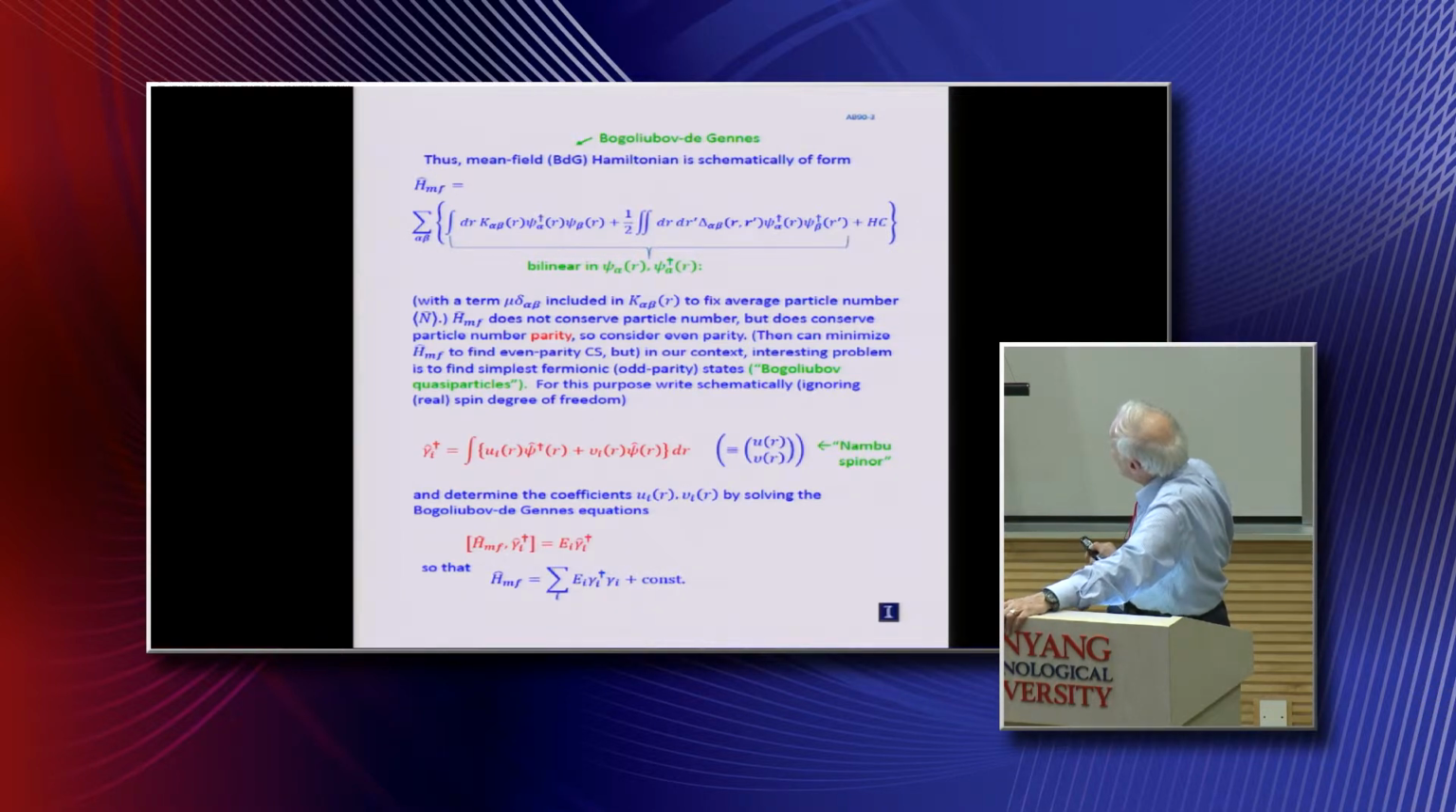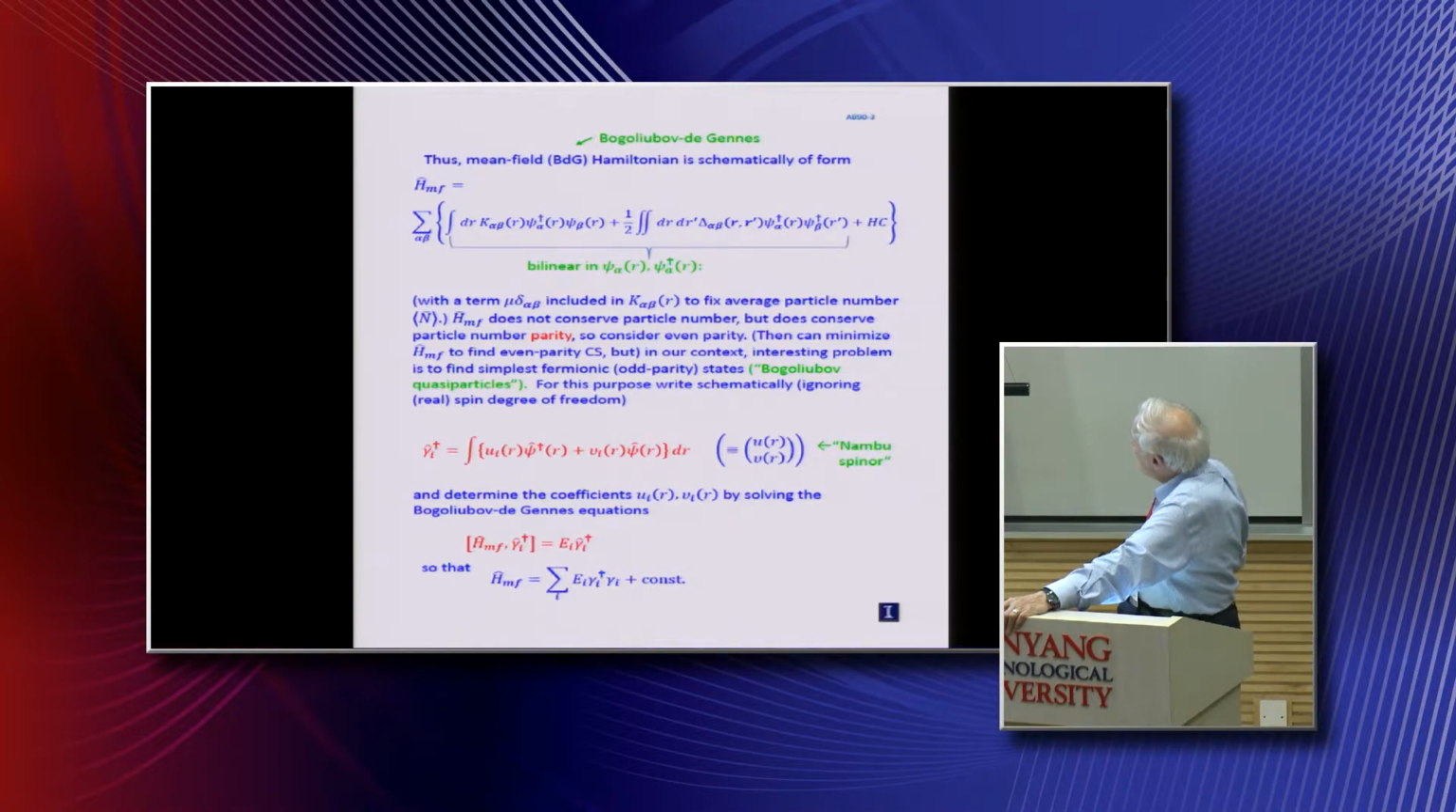And then we have the term which is characteristic of a superfluid or superconducting state, where we have two creation operators, two annihilation operators. So this is now bilinear in the annihilation and creation operators. The Hamiltonian does not conserve particle number, that's the whole point of this. However, it does conserve particle number parity. So let's start by considering the even parity terms.